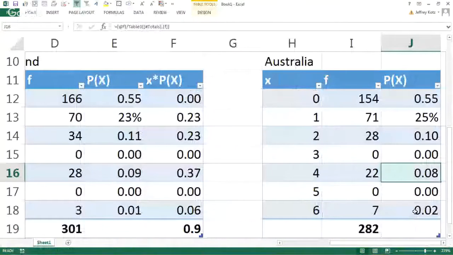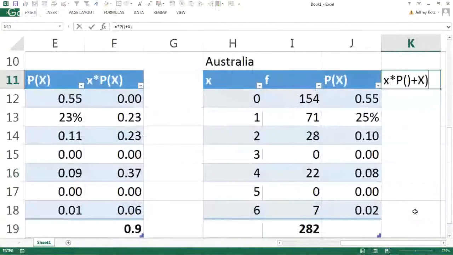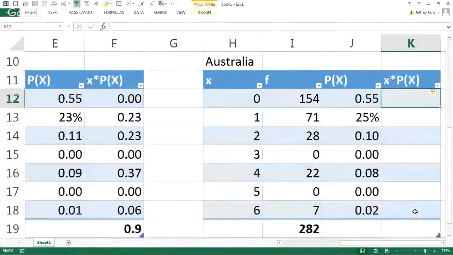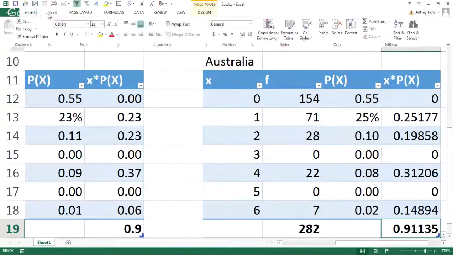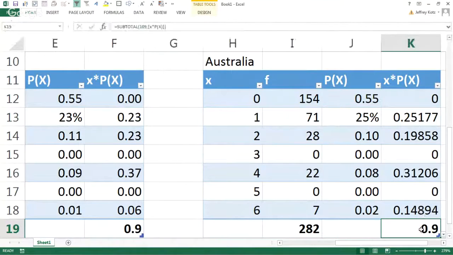We did it for Australia. X times P of X. All equals 0.91. Where are you at? There we go. 0.9 is actually what I'm looking for.